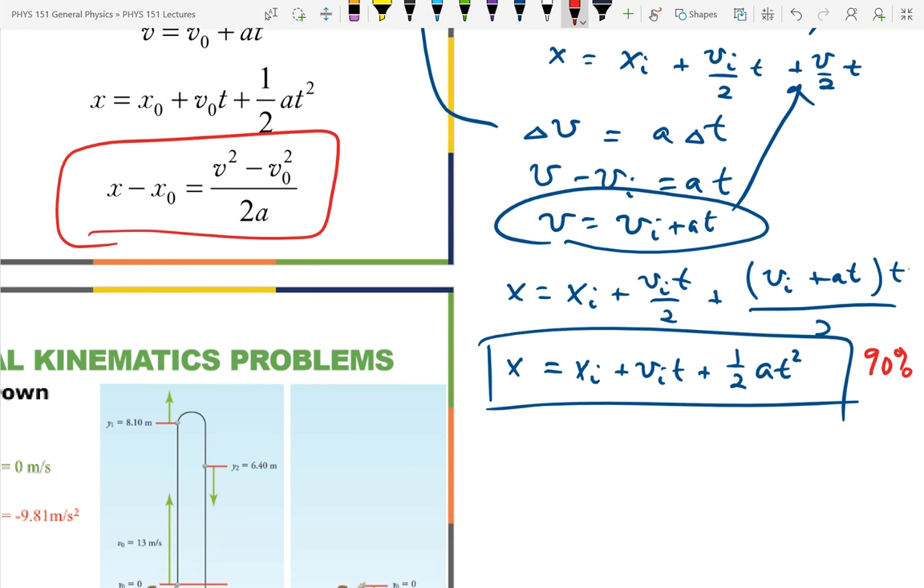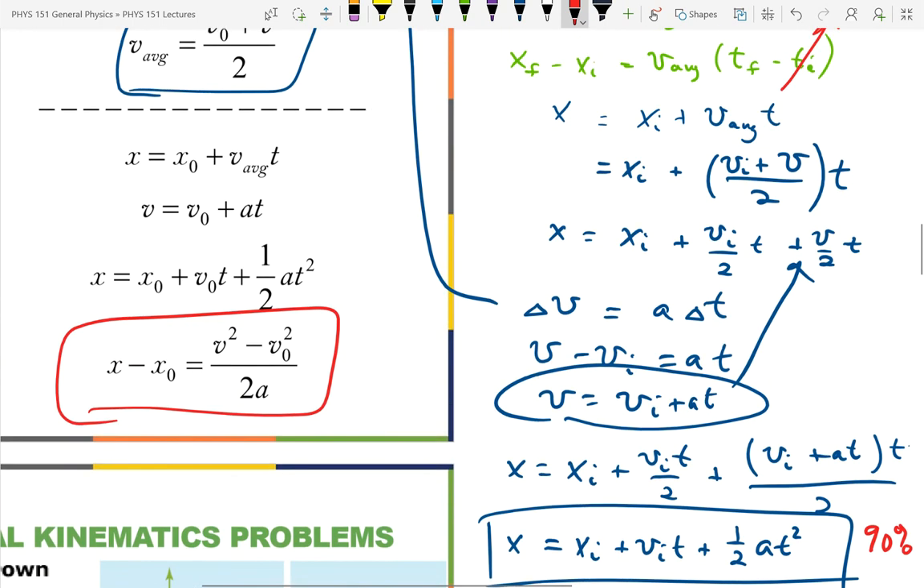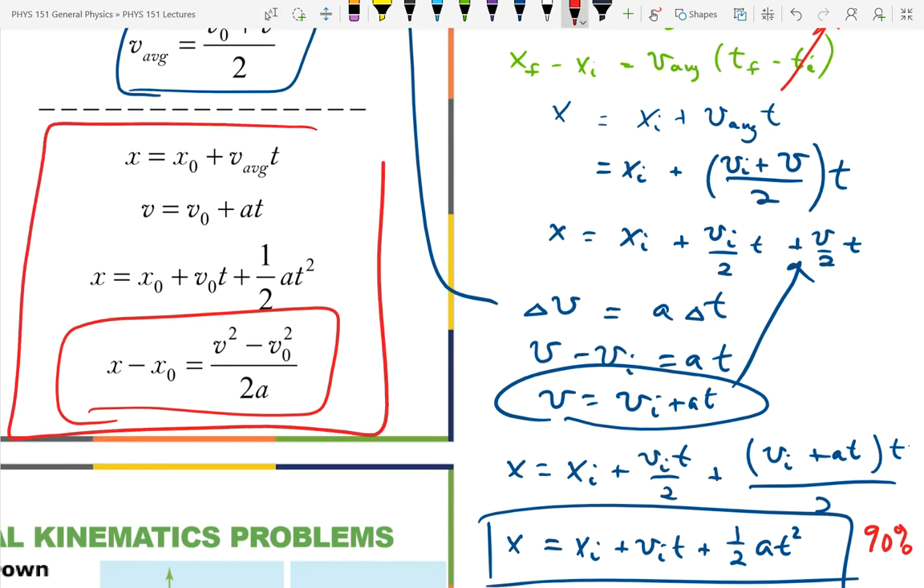I swear I wrote this wrong in the homework help. I'm going to have to go back and change that, because I didn't do the work there either. So we have time eliminated here. So the kinematic equations, these here, are what we will use to solve any kinematic equation problem.